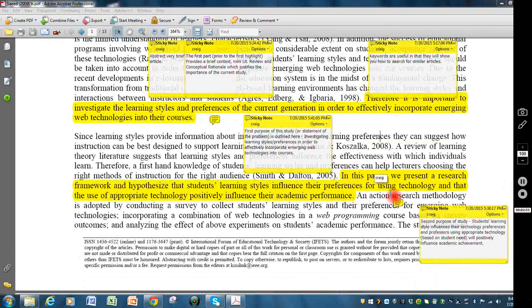Next, you'll find another purpose or another statement of the problem, and that is the other thing that this article is concerned about: students' learning style and how it influences their technology preferences, and professors using appropriate technology based on student need, and whether or not this will positively influence academic achievement. Okay, so as you can see, it literally says it in this paper. We present a research framework and hypothesize that students' learning styles influence their preferences for using technology, and that the use of appropriate technology positively influences their academic performance.